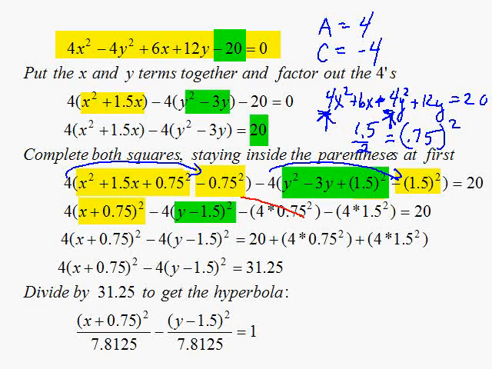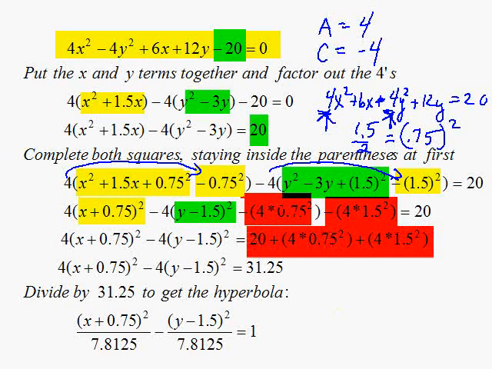Well, that was supposed to be a marker. Right here and right here. Those terms in red move over to the left-hand side. Okay, so now we have 2 perfect squares, x plus 0.75 squared and the y minus 1.5 squared equals 31 1/4.